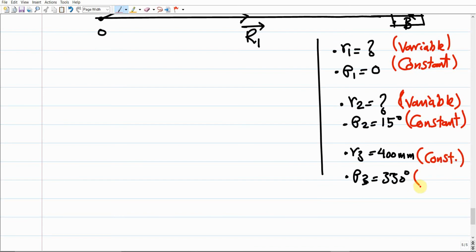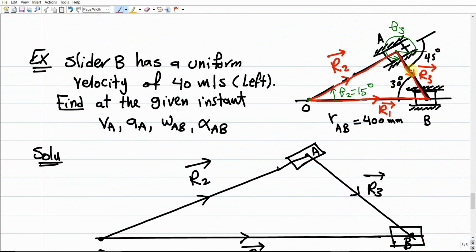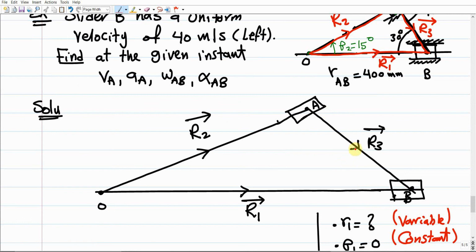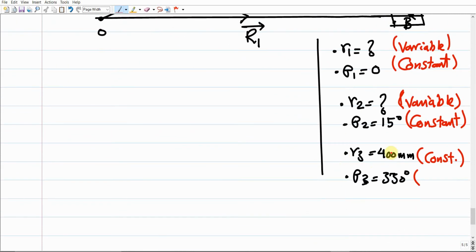But how about theta 3? Theta 3 is the angle for length 3, which is the length AB, and this theta 3 definitely is going to change. Why is it going to change? Because this length AB will rotate. As the slider A, for example, moves down and slider B moves right, you're going to find a rotation. This length AB will rotate, and the angles, even 30 and 45 degrees, will change. It means that theta 3 itself is going to change because the length itself rotates. Theta 3 is the angle for the position R3, so it's going to be variable.